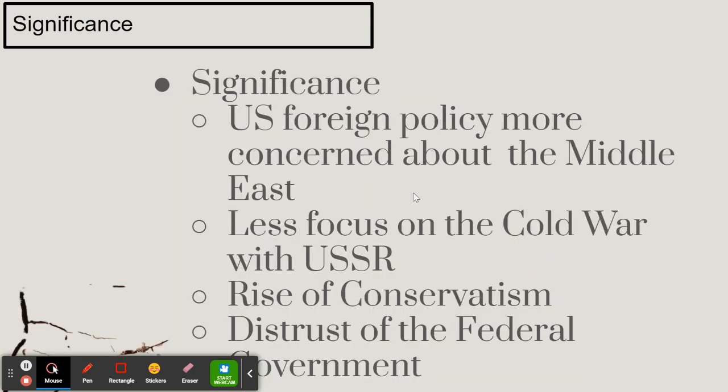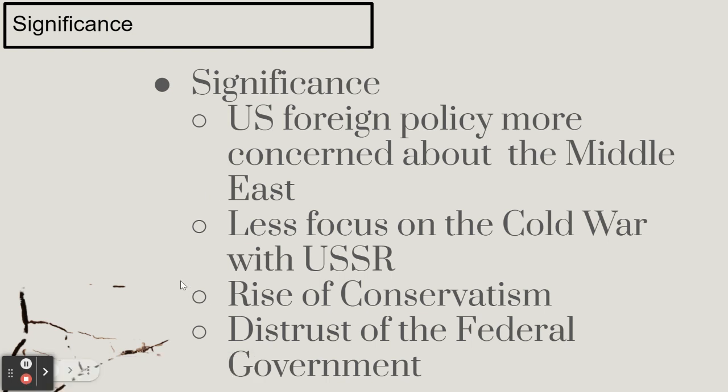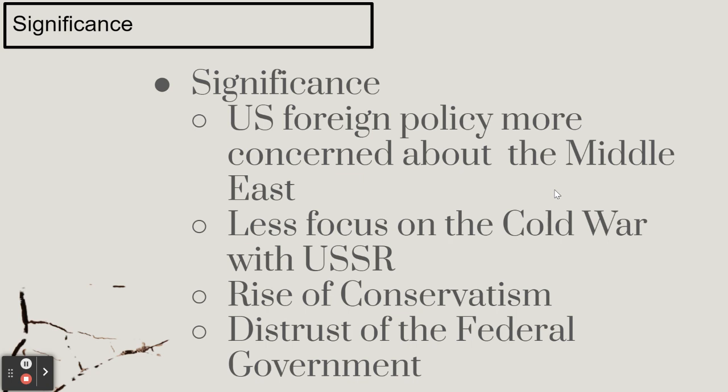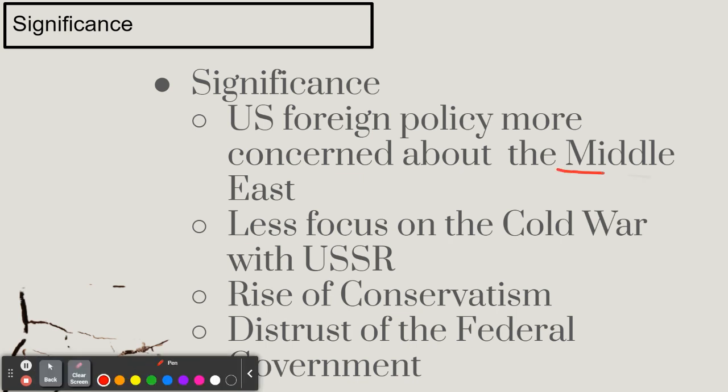So the significance of both of these. What we are seeing during this time period is a shift in U.S. foreign policy, remember, dealing with other countries, to the Middle East. We're seeing a shift towards the Middle East. The United States is less focused on Europe, less focused on Asia, and the Middle East becomes more of the issue. We're going to see terrorism start to become a problem during this time period as well. There is less focus on the Cold War.